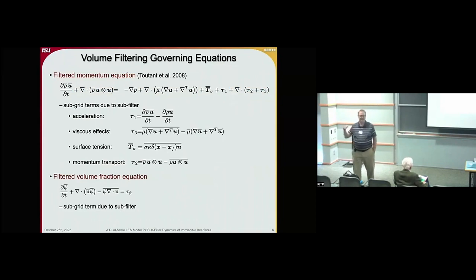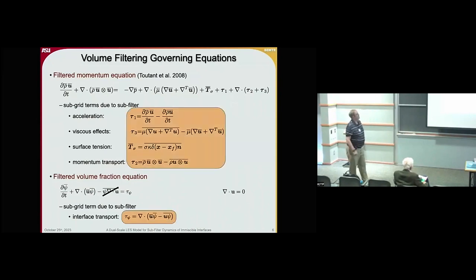Different approaches we could use. Here we're using a capturing method, so we use a volume fraction equation. You have to filter that, and that introduces subgrid terms due to subfilter interface transport. And if you're in a low Mach number flow, the velocity fields are solenoidal, so incompressible, then the divergence of the velocity is zero and this term drops out.